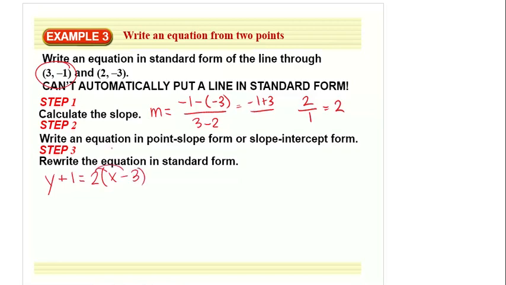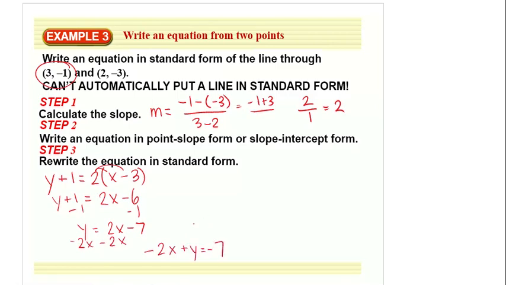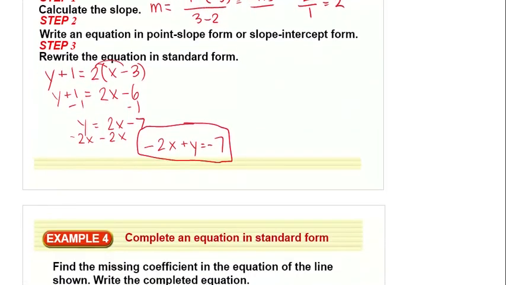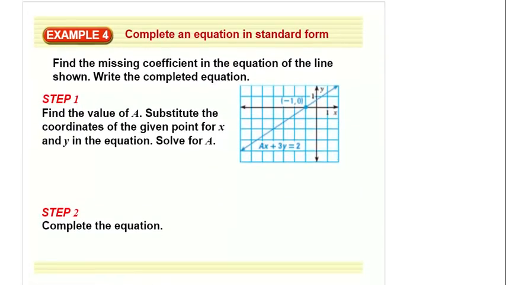And now I can distribute and move things around. So we have y plus 1 equals 2x minus 6. I'm going to subtract 1 from both sides, so y equals 2x minus 7. And then subtract 2x from both sides, and we get negative 2x plus y equals negative 7. And example 4. This is a little bit different than the other ones.